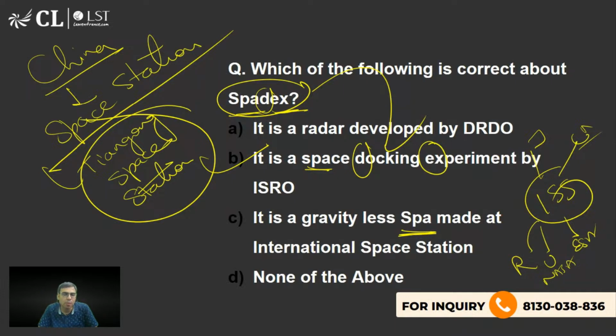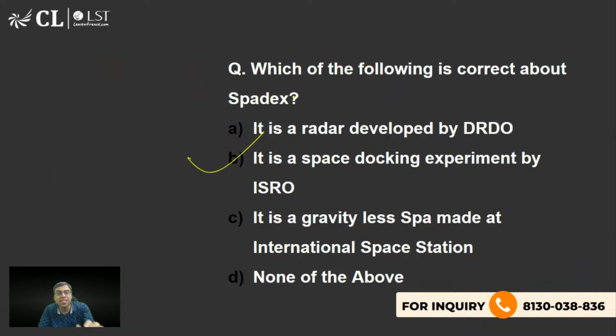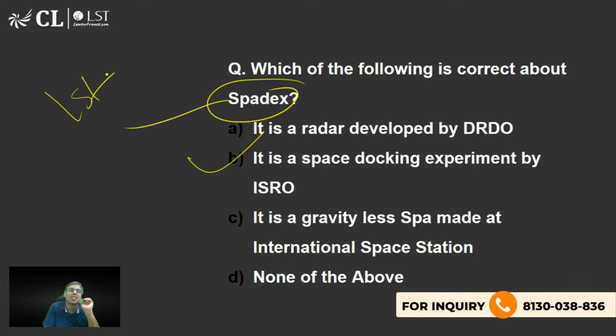India has also planned to have its own space station, and this is the first step in this regard. First we will do docking, space docking, and only then can we make it. That is what you should know.